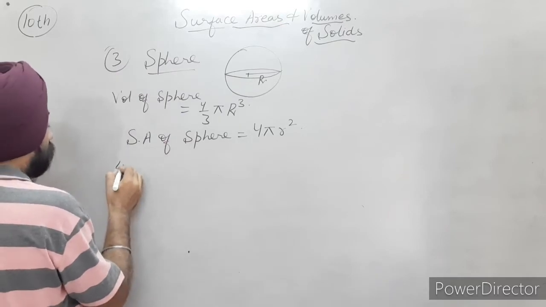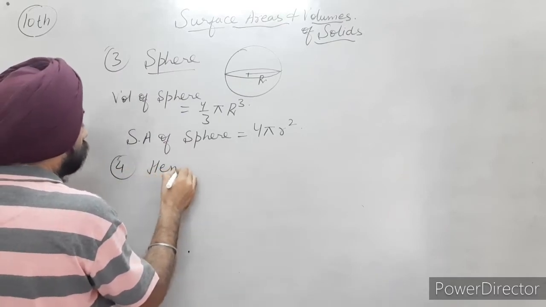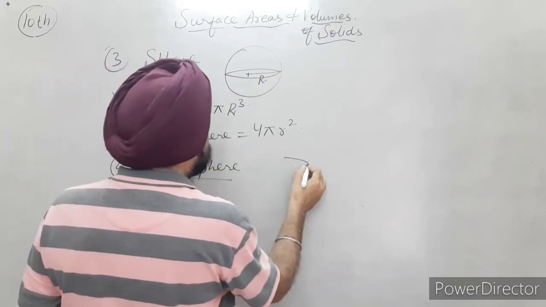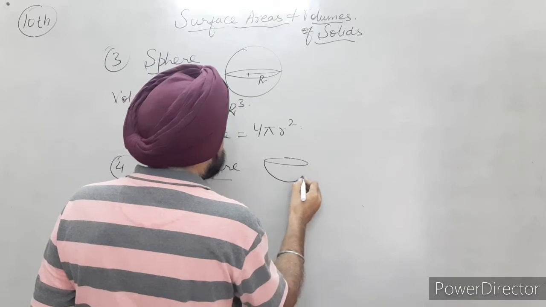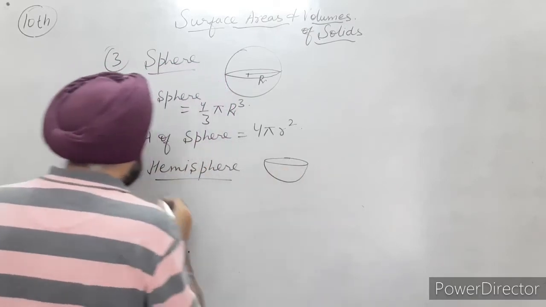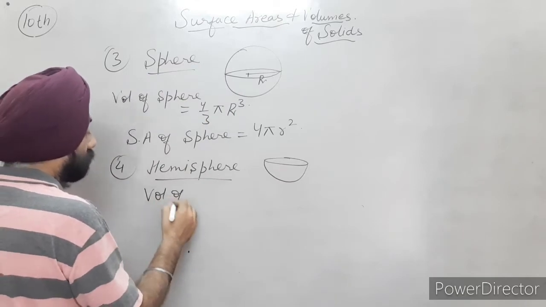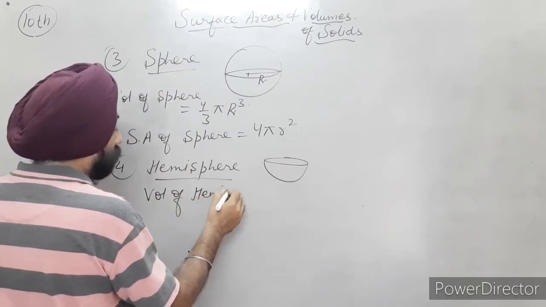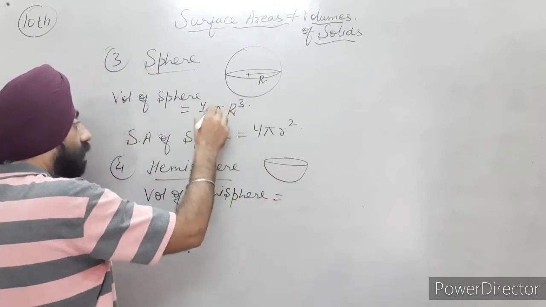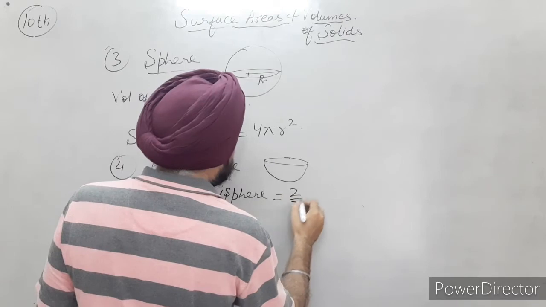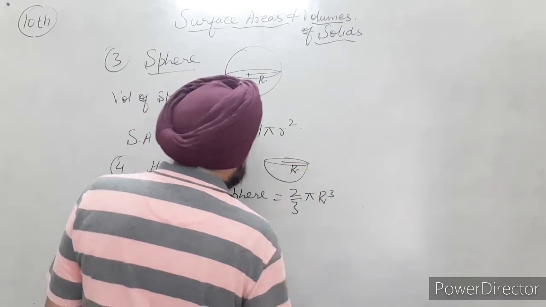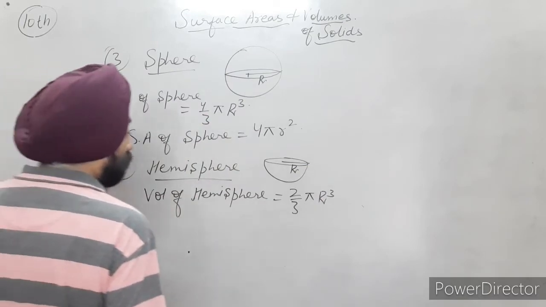Now next comes the hemisphere. It's like this, just like a bowl, right? It's a hemisphere. Now volume of hemisphere is half of the volume of the sphere, that becomes 2 by 3 pi r cube, where r is the radius. This is volume of the hemisphere.